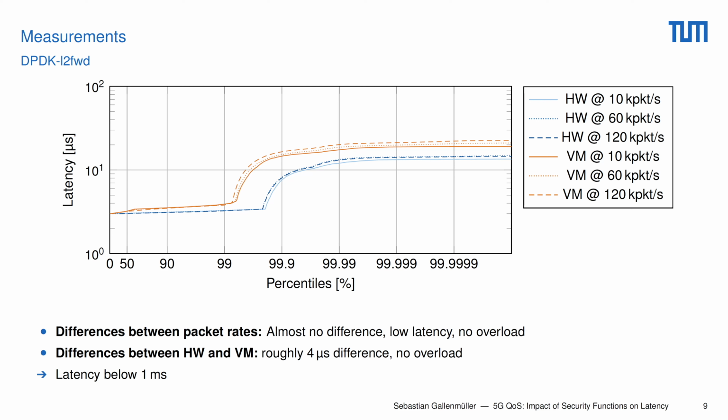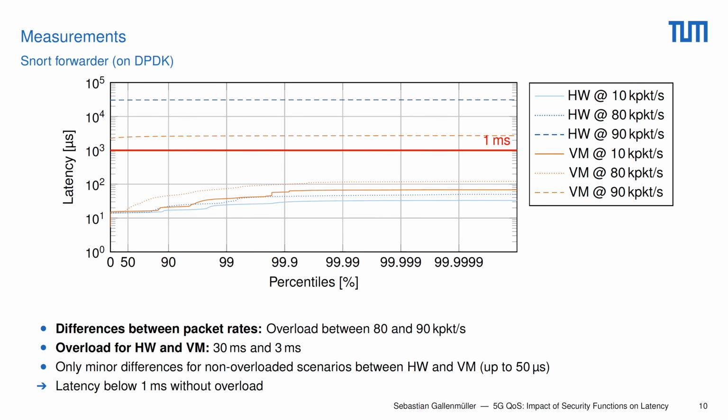What we can see from this measurement is that there's a slight performance difference between hardware and virtualized deployment, but it's roughly 4 microseconds difference, so it's not that big of a difference, so we very well can host our VNF on bare metal and virtualized system. And what we can also see is that the actual throughput rate does not make that big of a difference in this scenario. However, the scenario actually changes if we switch to the Snort-based forwarder.